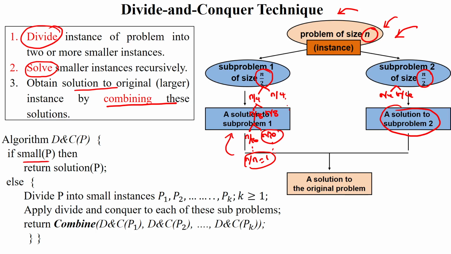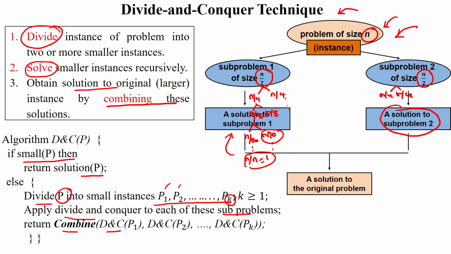So that's what is given here. If the problem is small, then we can find the solution without dividing. Otherwise we will divide that bigger problem into smaller problems, that is k number of problems. Then we will apply the divide and conquer method to each of the sub problems. So we will get k number of solutions. Then we will combine all the solutions together to find the original solution.